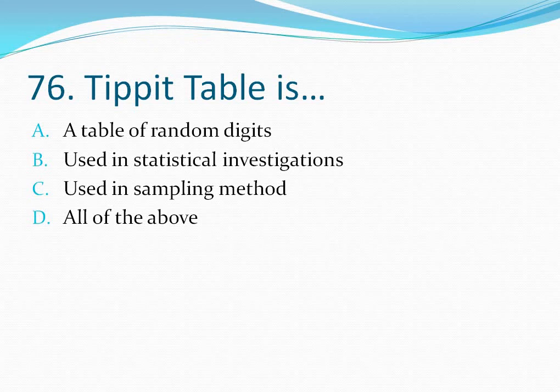Question number 76. Tippit table is, your options are a table of random digits, option B, used in statistical investigations, option C, used in sampling method, option D, all of the above. So the Tippit table is a table of random digits as well as used in a statistical investigation, and it is also used in sampling method. So the correct answer is option D, all of the above. Let's move to the next question.